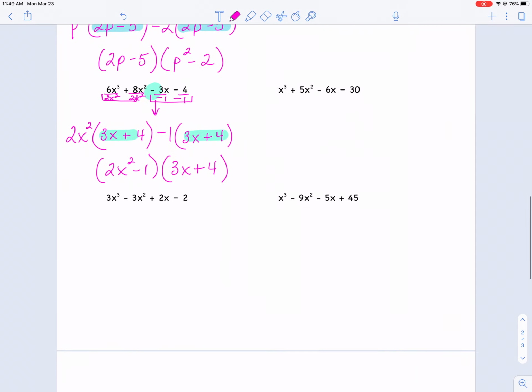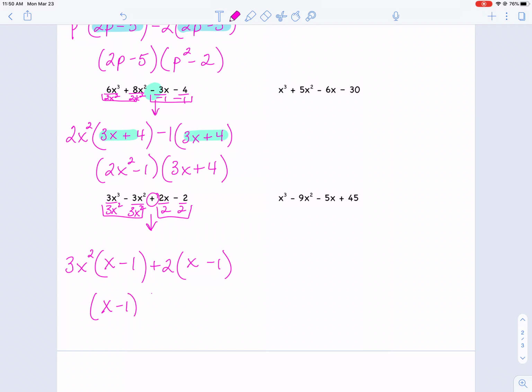Okay, I'll do one more, and then I will post you guys the answer key. Your GCF of these two is going to be 3x to the second power. If I divide these both by 3x to the second power, I have x minus 1. 3x squared divided by 3x squared is 1. The GCF here, remember your sign's got to come down positive, and it would be positive 2. If I divide these both by 2, I get x minus 1, making my two factors x minus 1 and 3x squared plus 2.